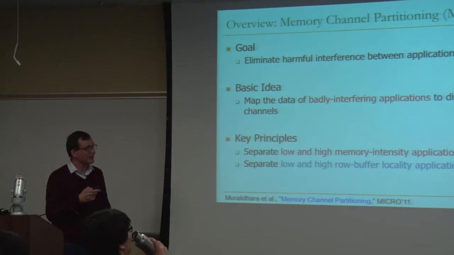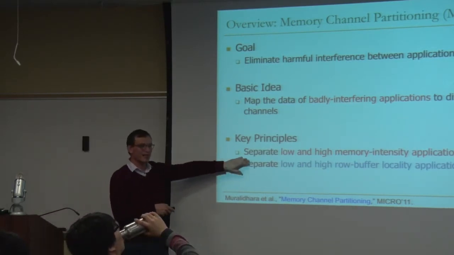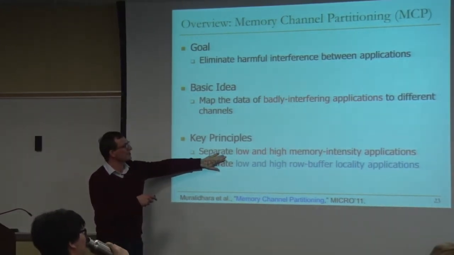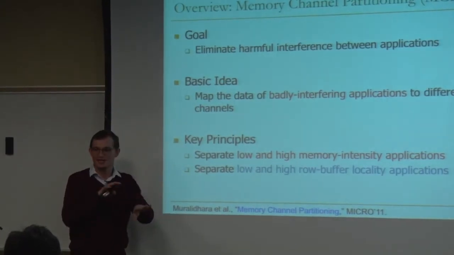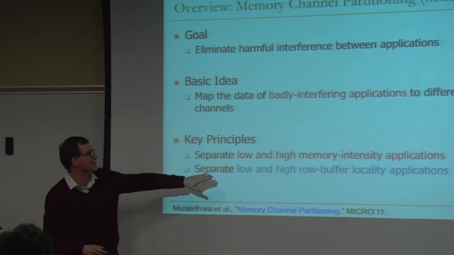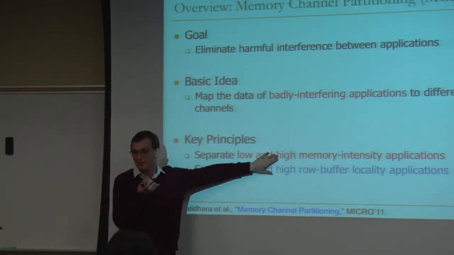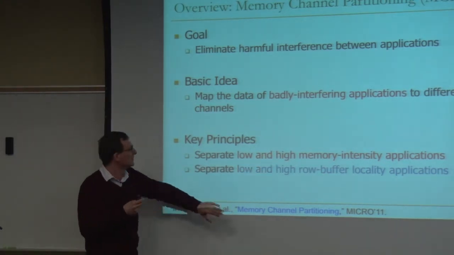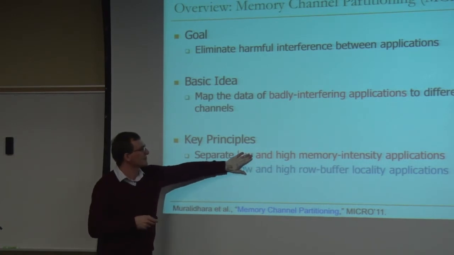So what is badly interfering? Basically, I actually kind of told you that, right? If an application has high intensity and another application has low intensity, you don't want to put them into the same channel, assuming your memory scheduler is not aware of applications, is not aware of threads. And even if it's aware, actually, this is not a good idea.